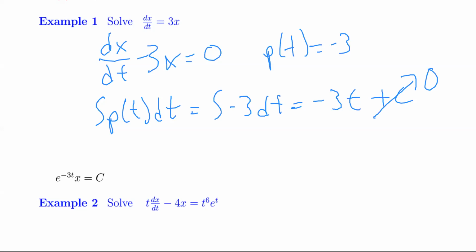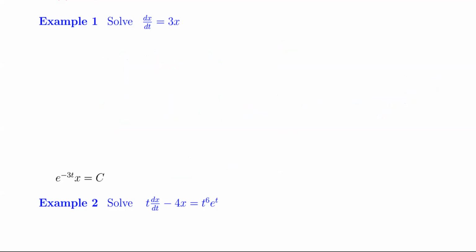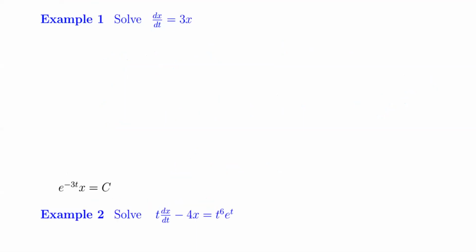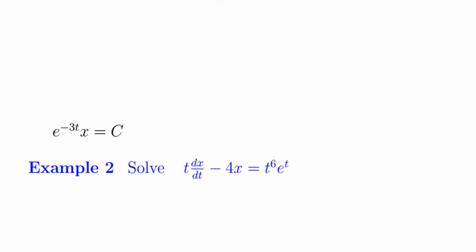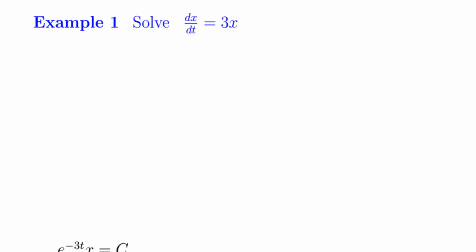So what do we get here? This tells us mu of t, our integrating factor, is e raised to that integral of p of t dt, which we just found was negative 3t. So our integrating factor for this problem is going to be e raised to the negative 3t. Now, what do we do with all of that? Well, let's zoom in a little bit more just to give us some more space here. We multiply both sides of the standard form by the integrating factor.